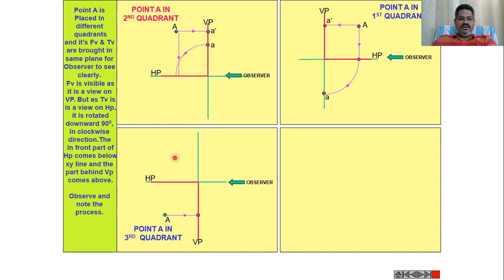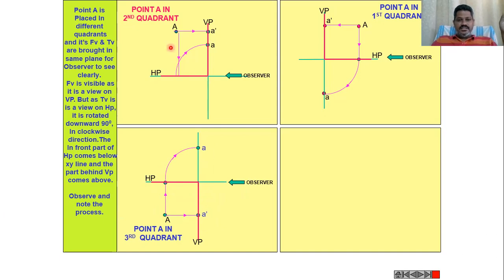Then the observer can see the point on the vertical plane like this. The front view will be A dash. Then I'm going to rotate HP in clockwise direction like this. This will become the top view. So when the point is in the third quadrant, the top view will come above the XY line, then the front view will come below the XY line.